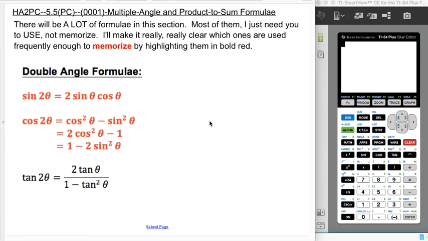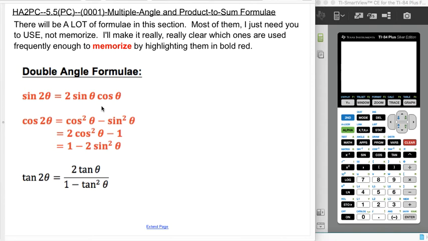All right, this is Honors Algebra 2 Pre-Calculus. We are doing 5.5 in Pre-Calc, which is multiple angle and product to sum formulae. So there will be a lot of formulae in this section. For most of them, I just need you to use, not memorize. I'll make it really, really clear which ones I need you to use frequently enough to memorize.